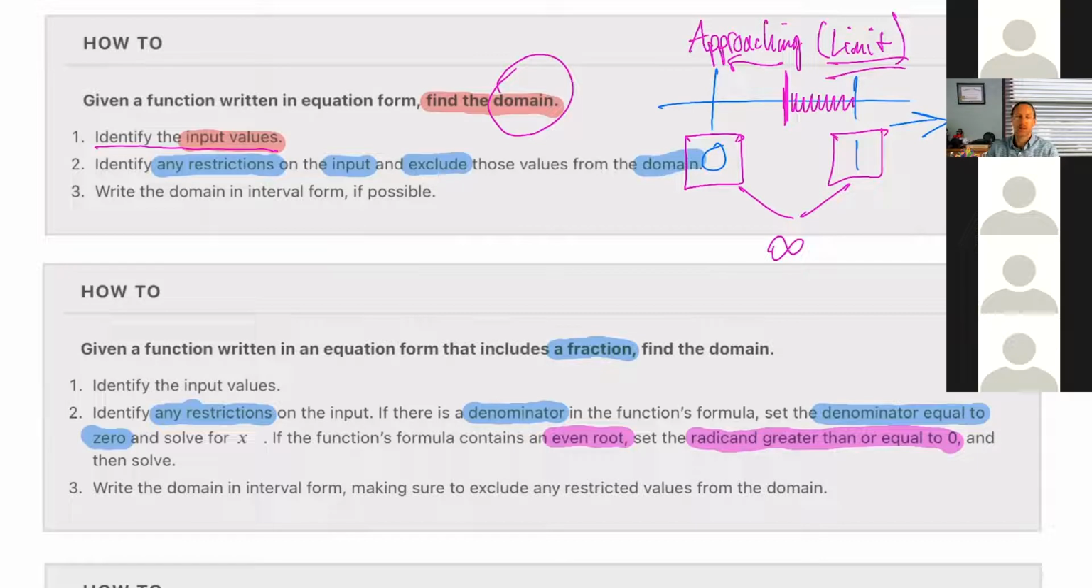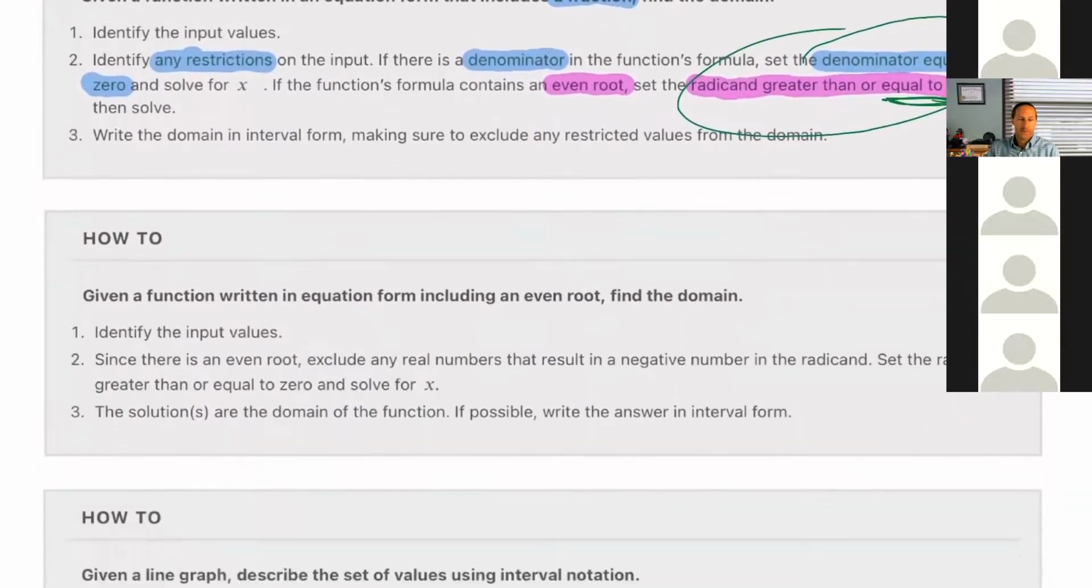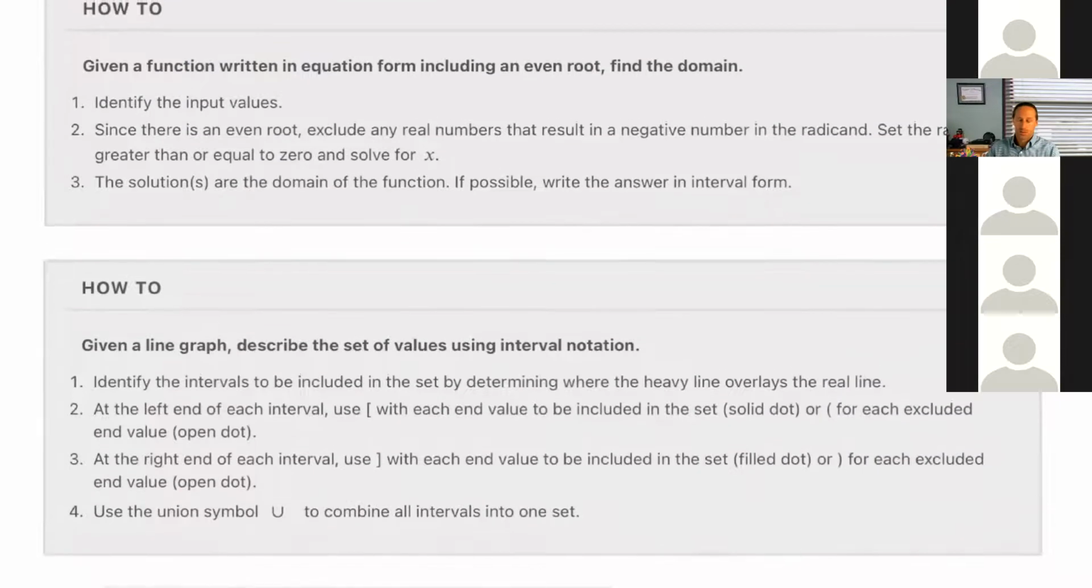Because just like we can't divide by 0, we can't take square roots or fourth roots or any even root of a negative. So that's why we set it to greater than or equal to 0. Hopefully that makes sense. There it is for the even root. If you guys wanted to have it separate, I like them both together a little bit better. Don't have to do as much.